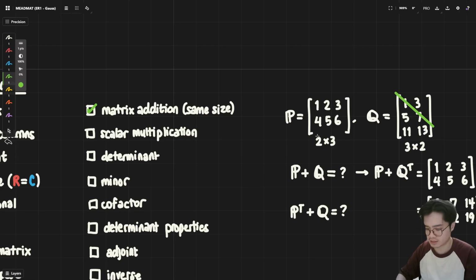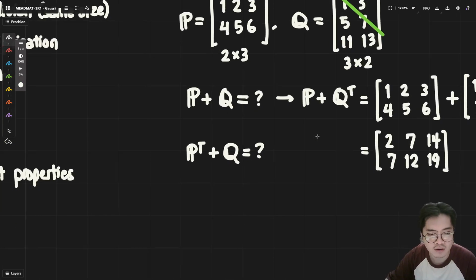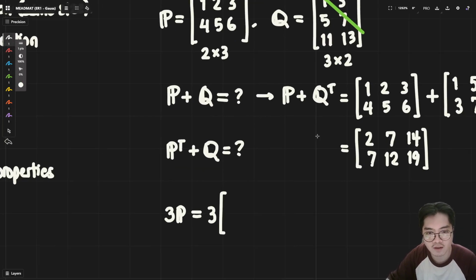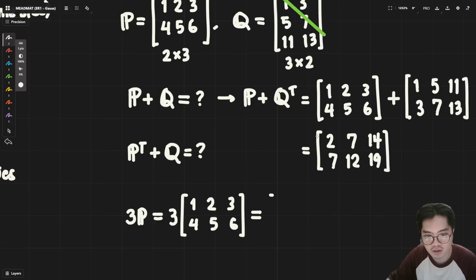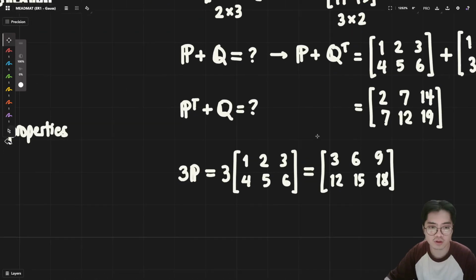Say, for example, we still have our values of P and Q in here. What if I were to ask myself, okay, what is 3P? Your 3P is just 3 times whatever you've seen in here: 1, 2, 3, 4, 5, 6. And it's an element-wise thing. 3 times 1 is 3. 3 times 2 is 6. 9, 12, 15, 18.